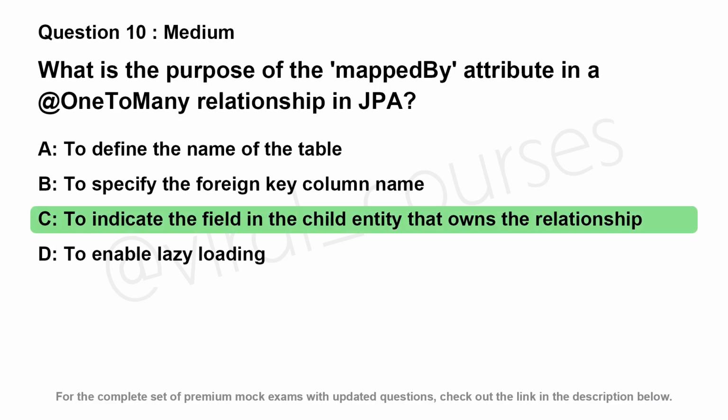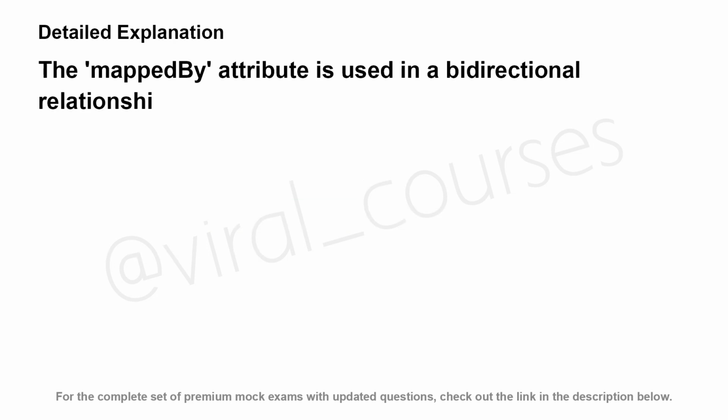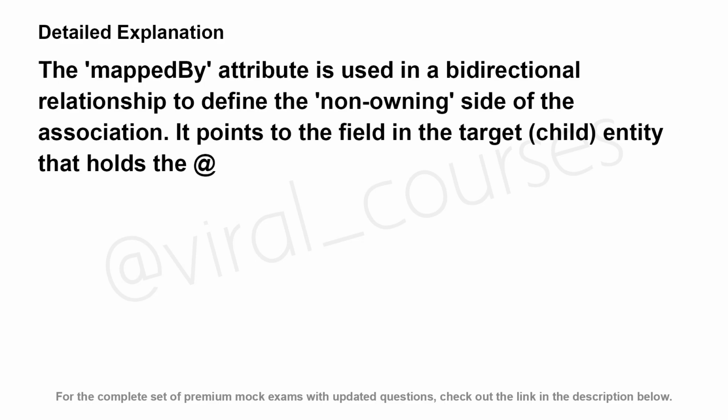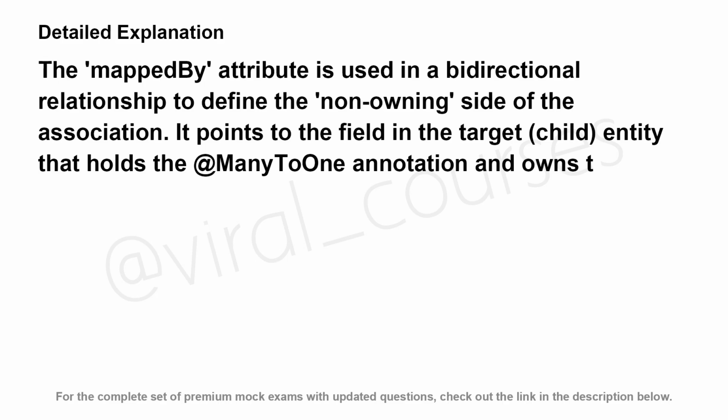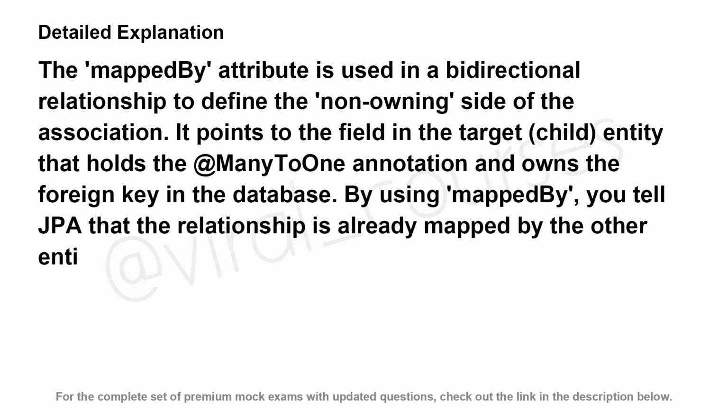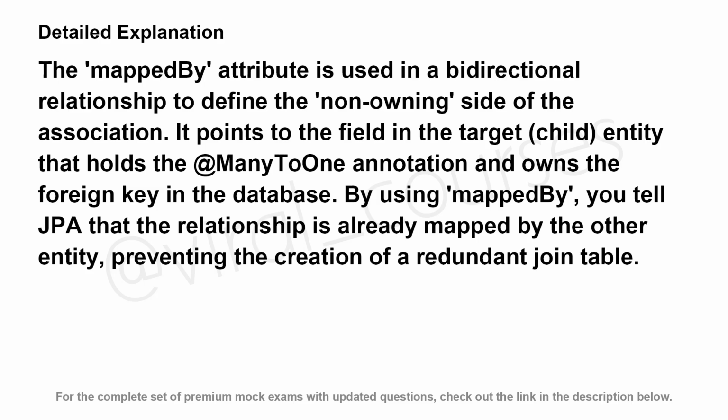The correct answer is C. The mappedBy attribute is used in a bidirectional relationship to define the non-owning side of the association. It points to the field in the target child entity that holds the @ManyToOne annotation and owns the foreign key in the database. By using mappedBy, you tell JPA that the relationship is already mapped by the other entity, preventing the creation of a redundant join table.